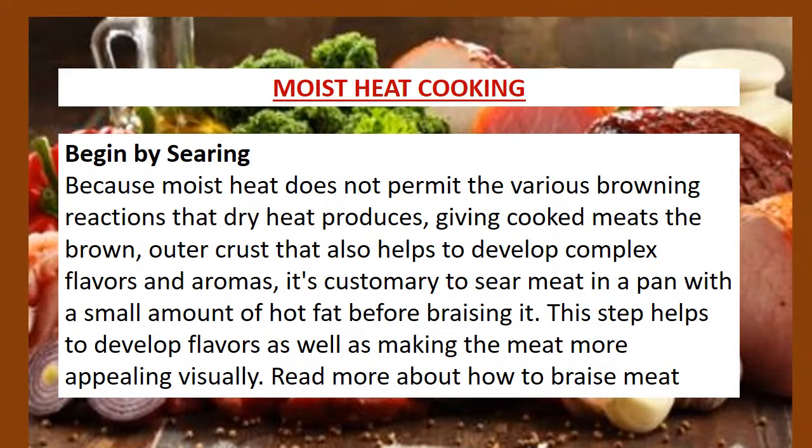Moist heat cooking begins by searing, because moist heat does not permit the various browning reactions that dry heat produces, giving cooked meats the brown outer crust that also helps to develop complex flavors and aromas. It's customary to sear meat in a pan with a small amount of hot fat before braising it. This step helps to develop flavors as well as making the meat more appealing visually. Read more about how to braise meat.